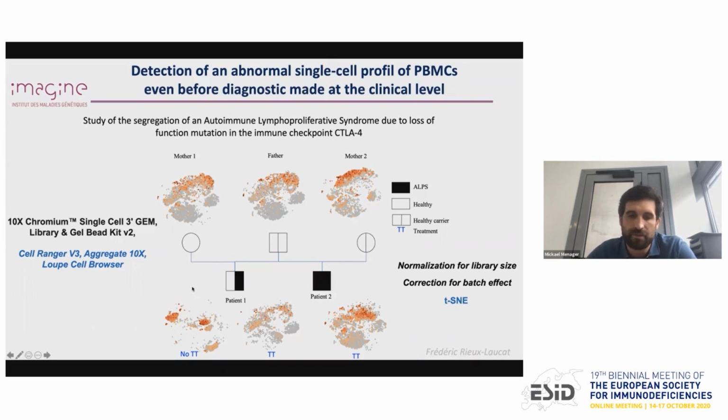So now we are further investigating this very interesting case and trying to find some more.